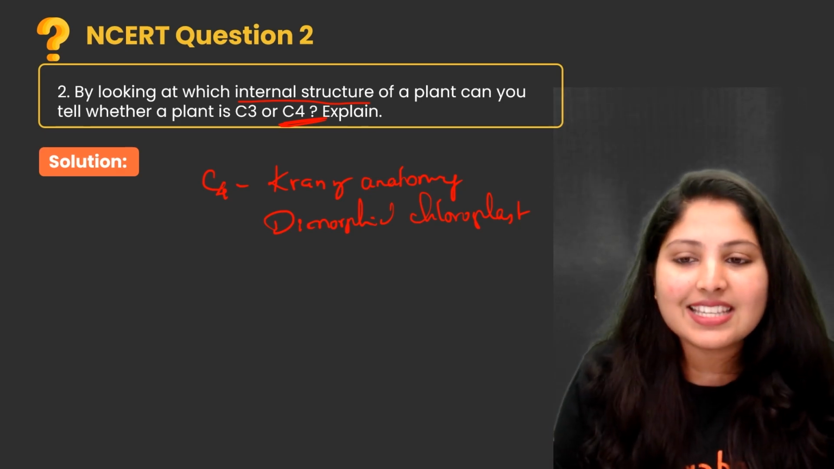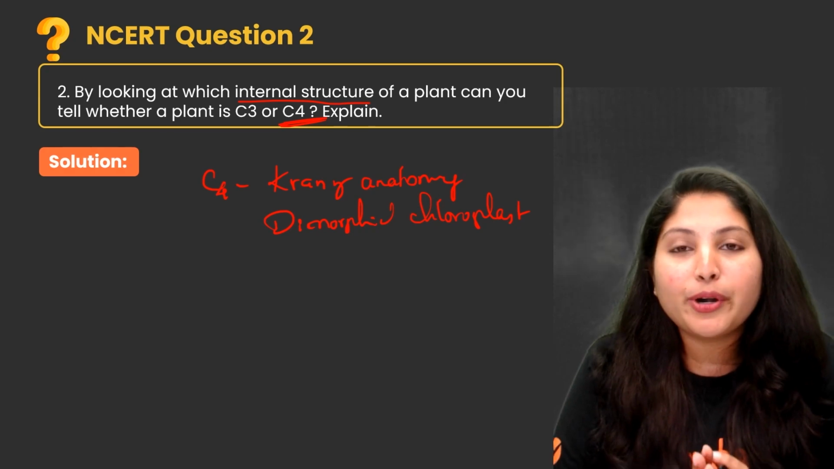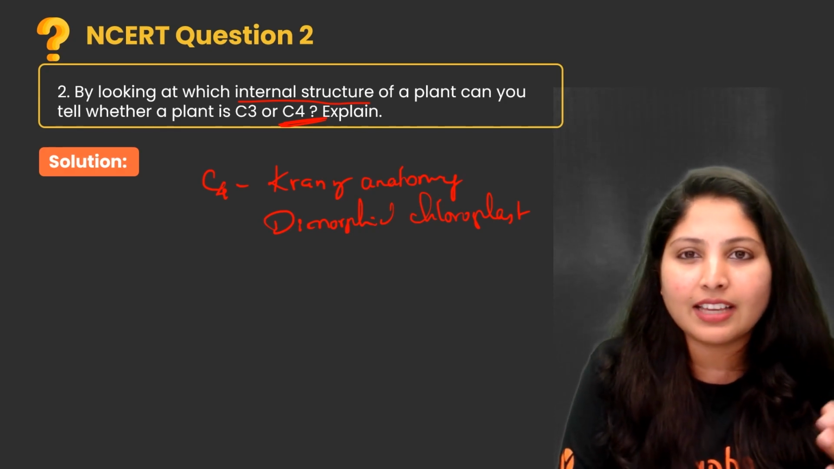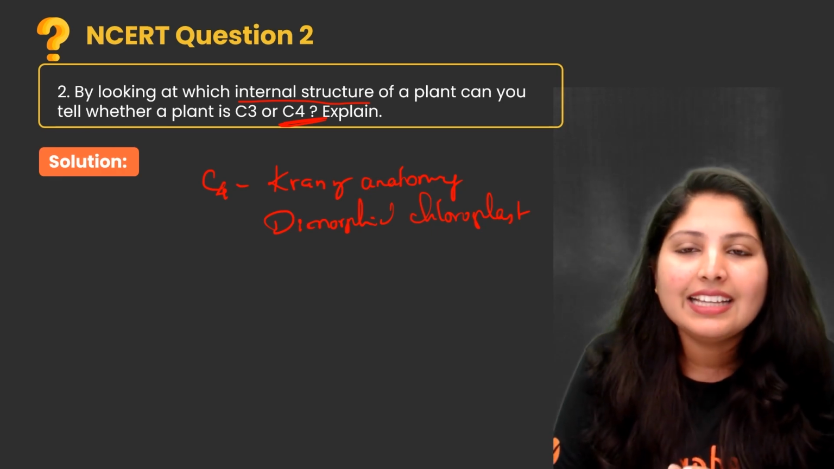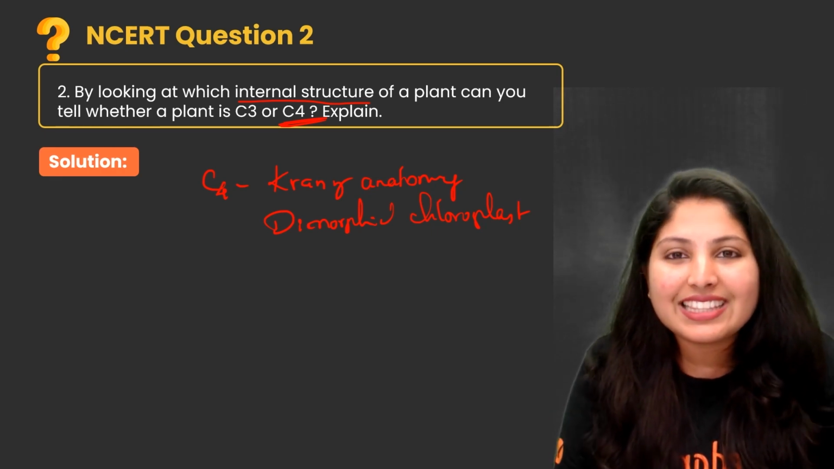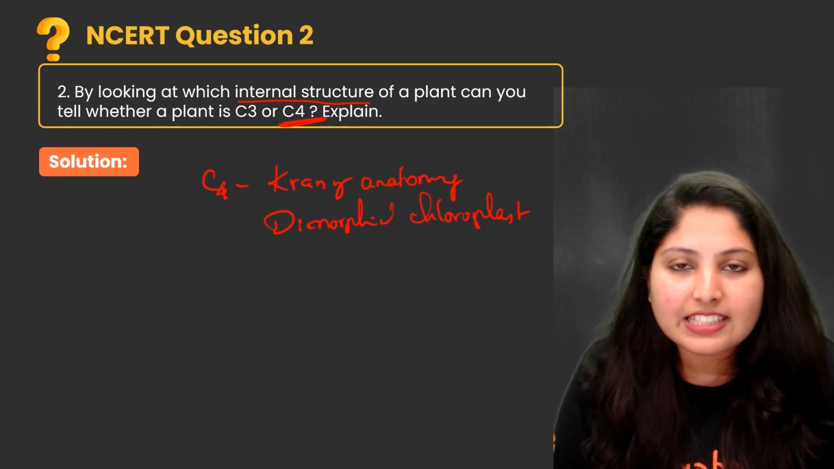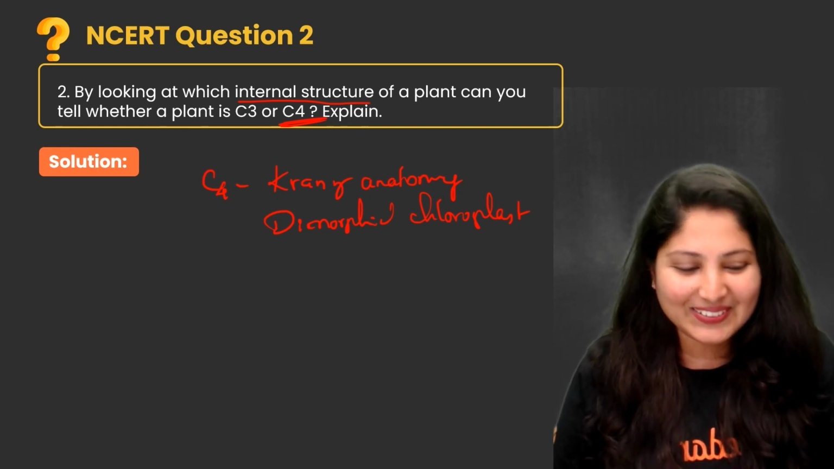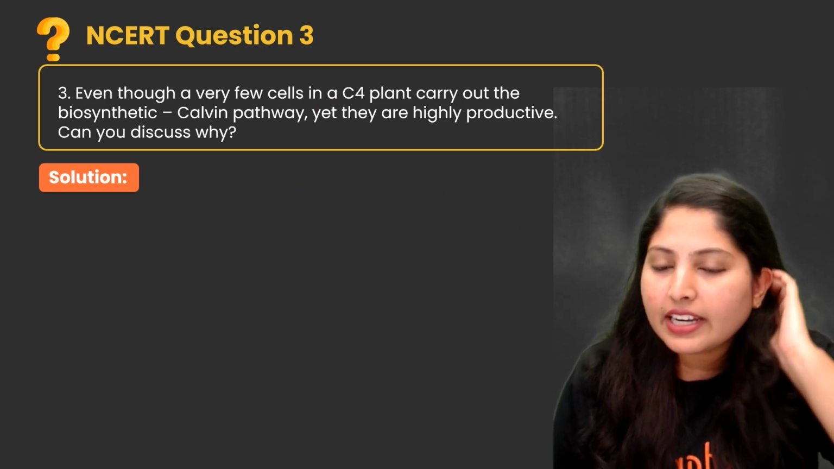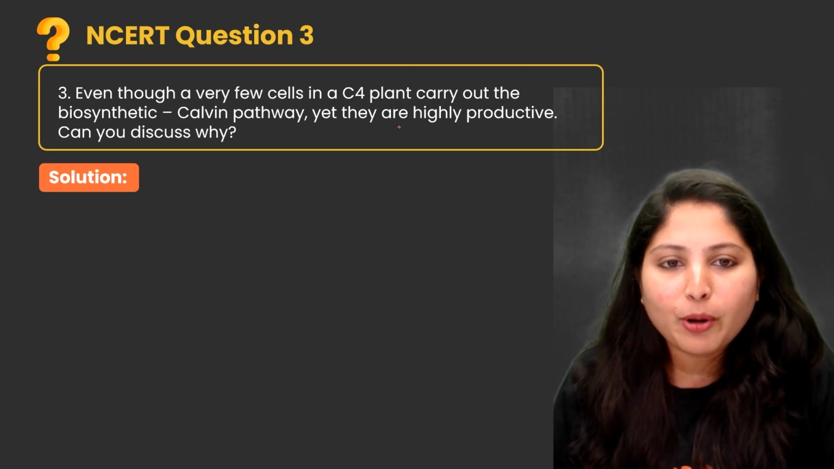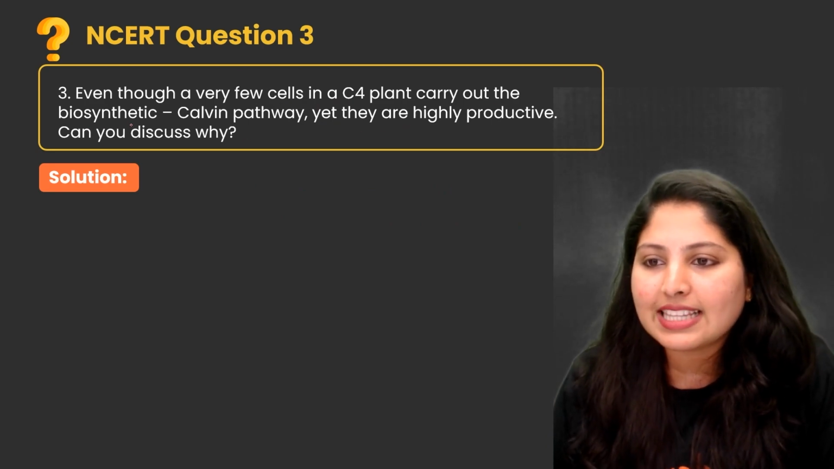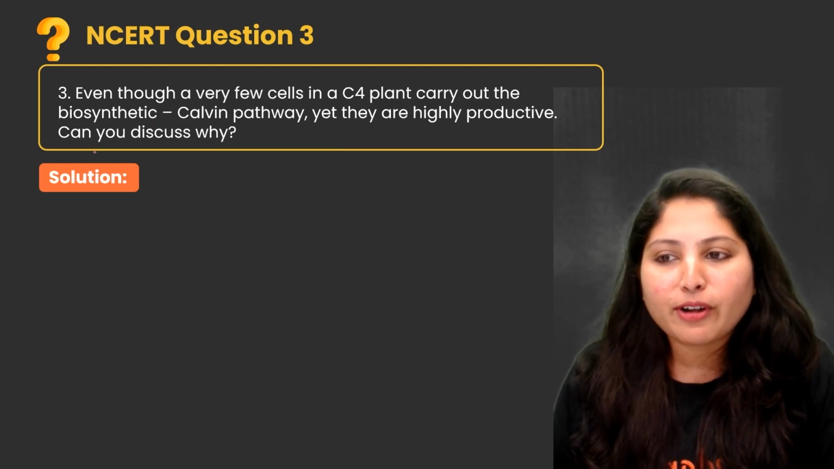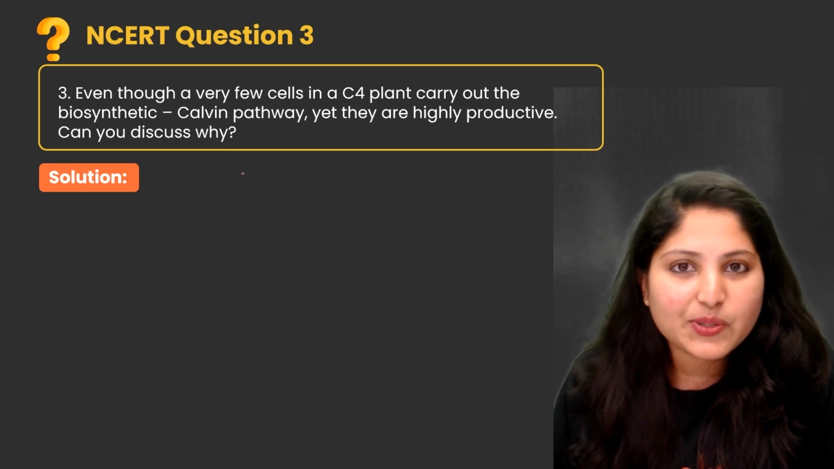Hence C4 plants can produce more photosynthetic products than C3 plants, because C3 plants have a lot of wastage such as photorespiration. Clear, right? Even though very few cells in C4 plants carry out the biosynthetic Calvin pathway, yet they are highly productive. Can you discuss why?